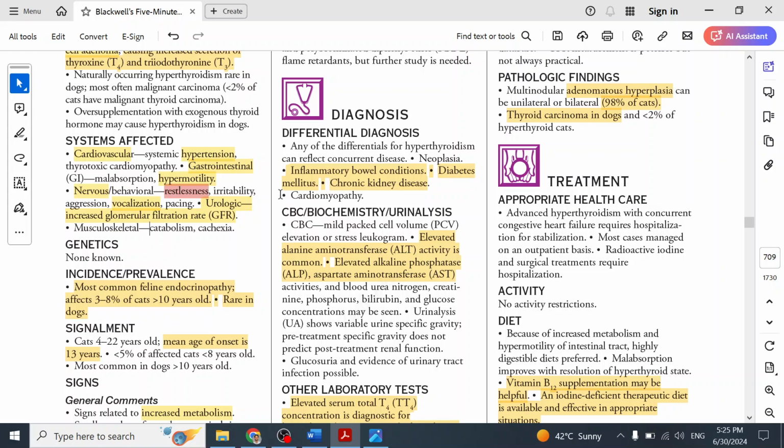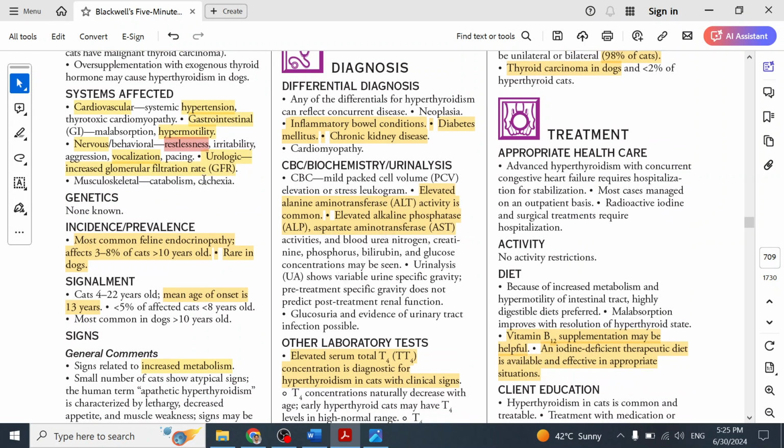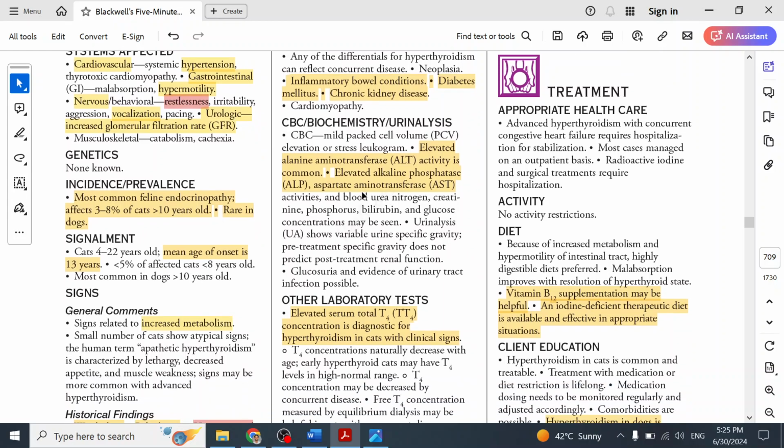Whenever you see diarrhea, inflammatory bowel condition also has diarrheal symptoms. Then diabetes mellitus with signs of PU, PD, and chronic kidney disease, with increased GFR rate. Then in the CBC, we find ALT, ALP and AST are elevated. PCV is low as there is dehydration with the diarrhea.